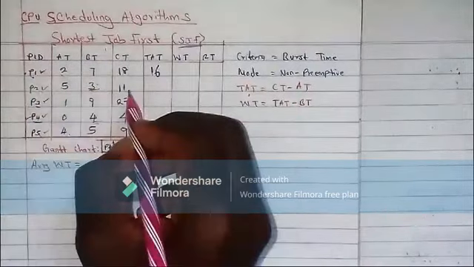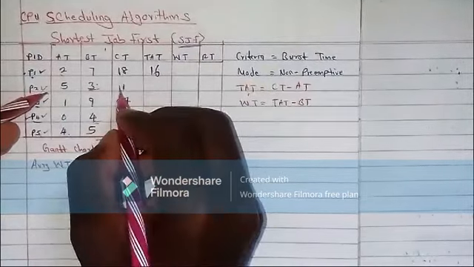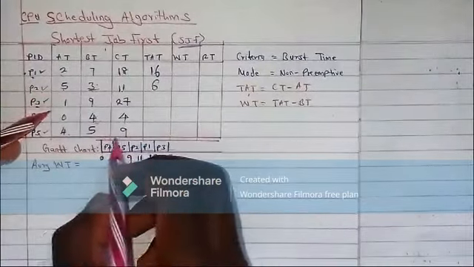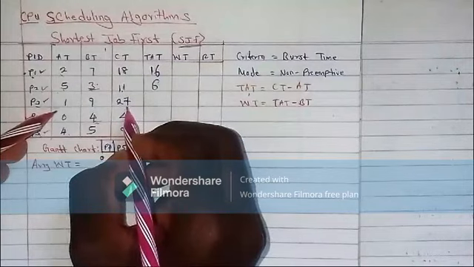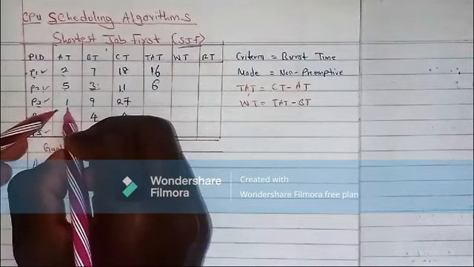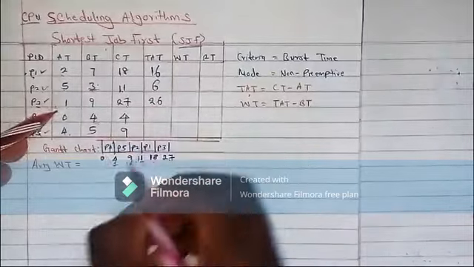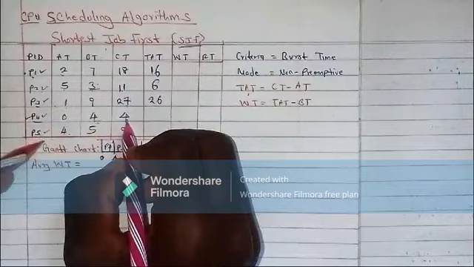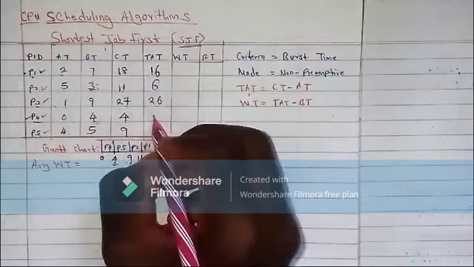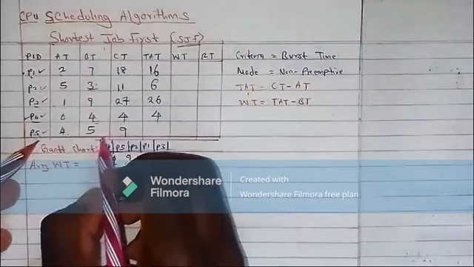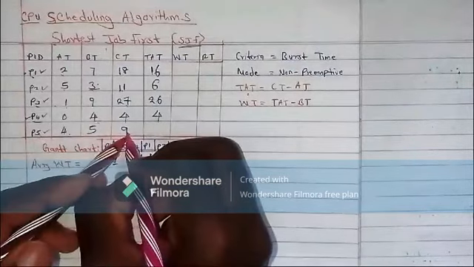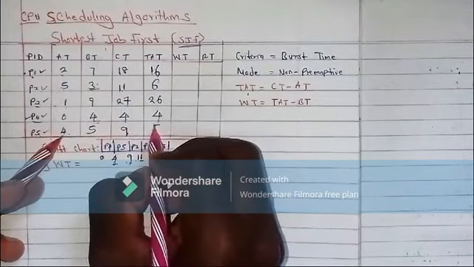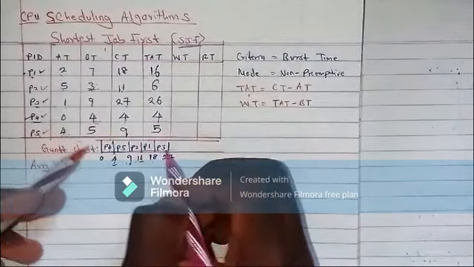And also P2, its completion time is 11 minus 5, the arrival time, you get 6. And then P3, completion time is 27 minus arrival time of 1 is 26. And then we continue. P4 has a completion time of 4 and an arrival time of 0, so 4 minus 0 is 4. And then P5, the last one, has a completion time of 9 minus arrival time of 4, so we get a turnaround time of 5.